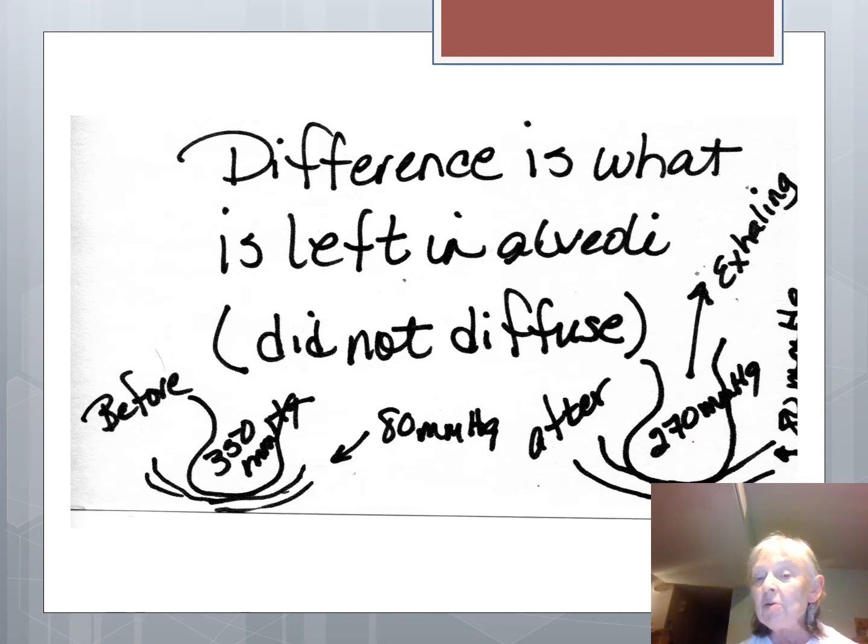When this patient exhales, he's going to exhale that 270. The next breath coming in, because he's on supplemental oxygen, again, is going to be 350 millimeters of mercury. If everything stays the same and there are no changes, then he's probably going to still diffuse that 80 millimeters of mercury. He's still going to have that 270 left over, and then he'll exhale it at that particular point.